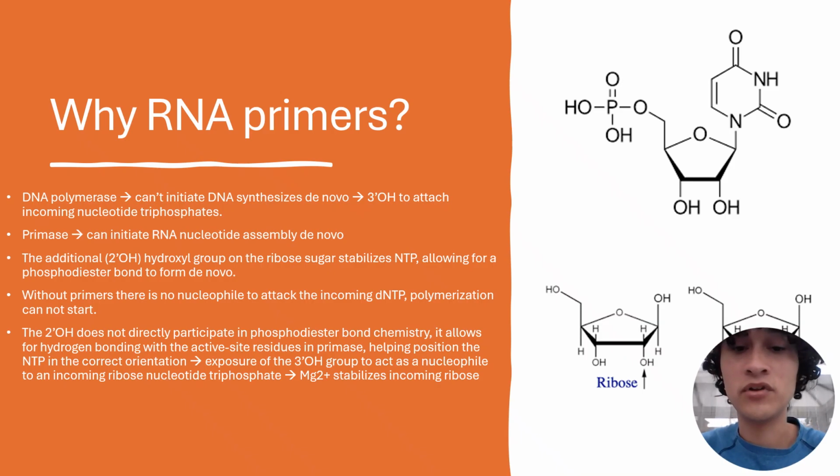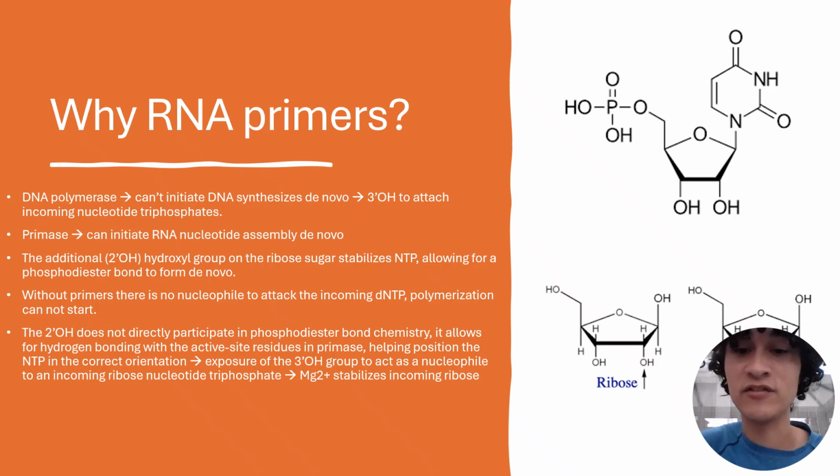Okay, so we know the chemistry behind polymerization of nucleotides, whether it's RNA or DNA. We need that 3' hydroxyl group to act as a nucleophile to an incoming deoxynucleotide triphosphate, or a ribose nucleotide triphosphate in the case of the primase enzyme. So that 2' hydroxyl group doesn't participate in phosphoester bond chemistry. That's not what I'm saying.